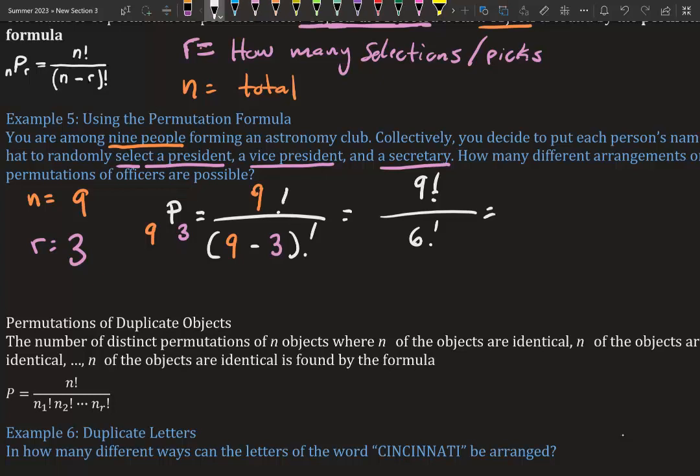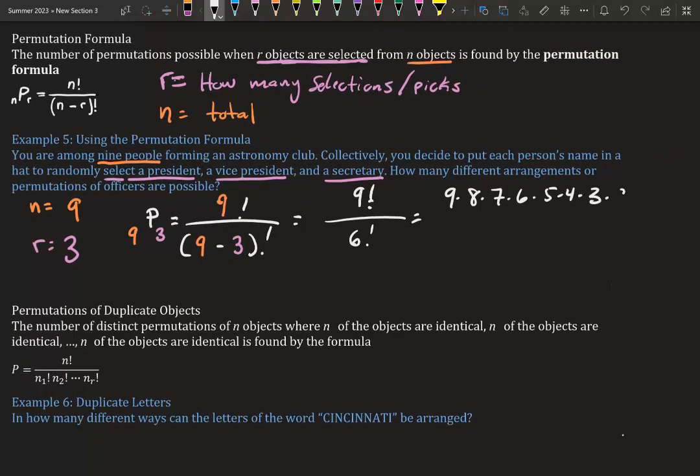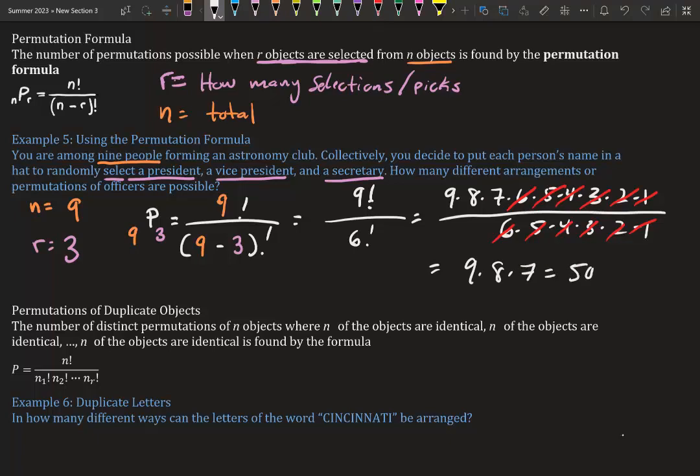So 9 factorial stands for 9 times 8 times 7 times 6 times 5 times 4 times 3 times 2 times 1. 6 factorial is 6 times 5 times 4 times 3 times 2 times 1. Now, because there's no plus or minus in here, you can cancel out numbers that are identical. So 6 is identical, 5, 4, 3, 2, and 1. So what we're left with is actually just 9 times 8 times 7, which is 504.